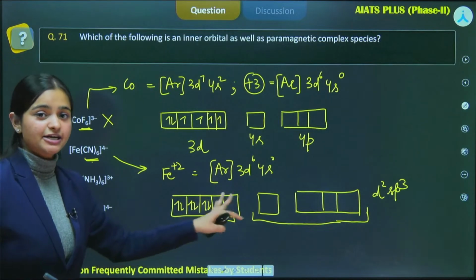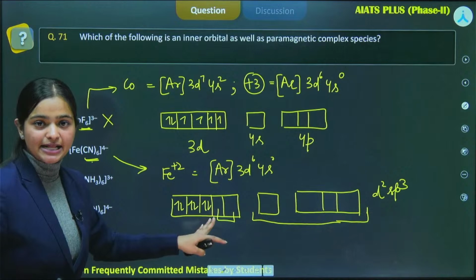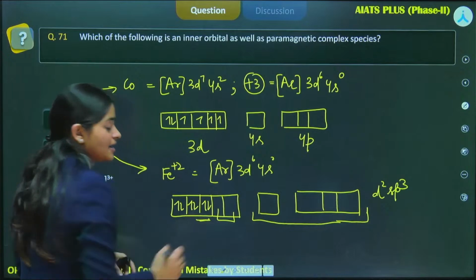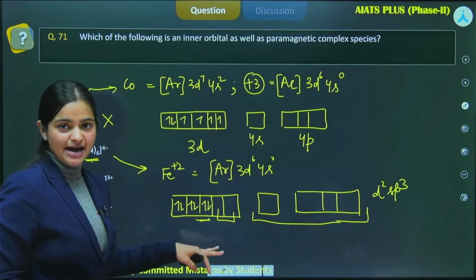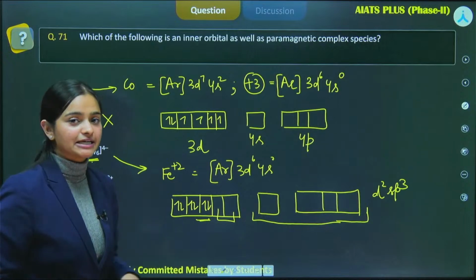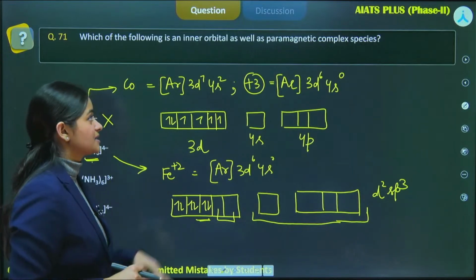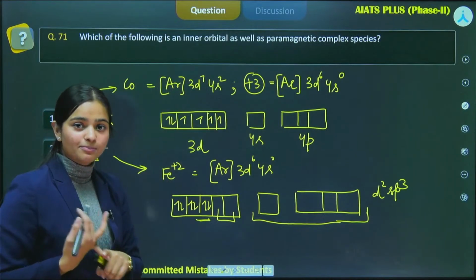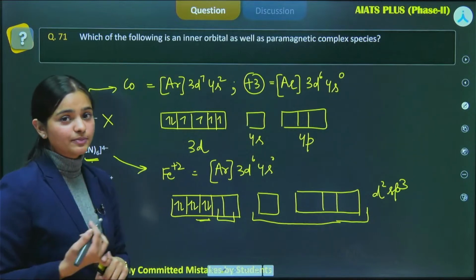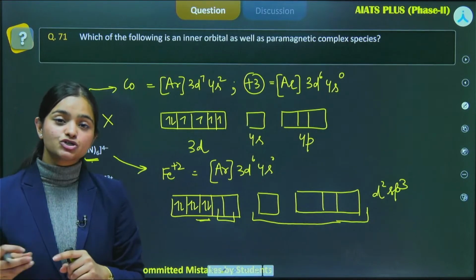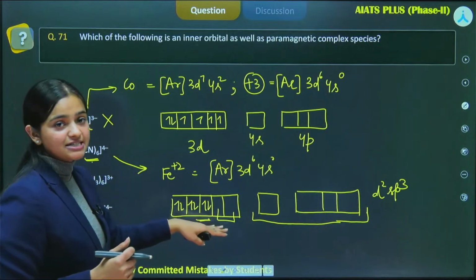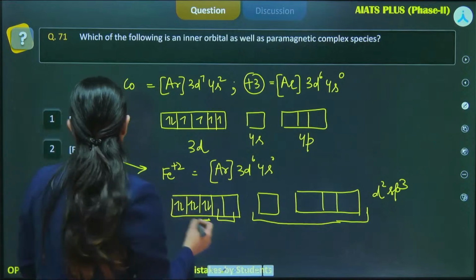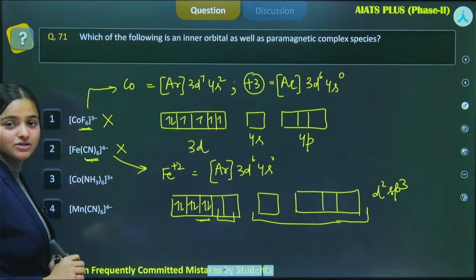But is it paramagnetic or diamagnetic? We do not see any unpaired electrons over here, right? So it becomes a paired complex. Only paired electrons are present here, so it becomes a diamagnetic complex and not a paramagnetic complex. In the question, we have been given that the complex must be an inner orbital complex and paramagnetic in nature, that is, it should have unpaired electrons. In this case, it does not have any unpaired electrons, so it is a diamagnetic complex. Again, this is also not the right answer.